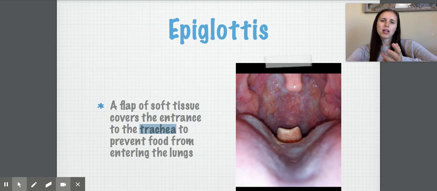And it means that your epiglottis didn't go over your trachea fast enough, and you might have got a little bit of air or a little bit of water in your lungs, and you're trying to cough it back up.